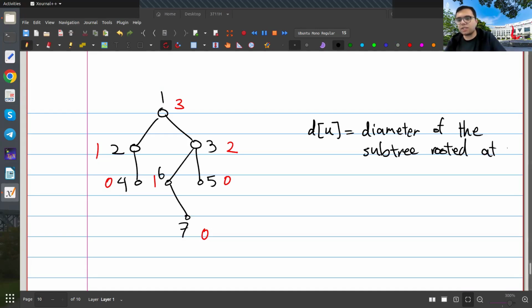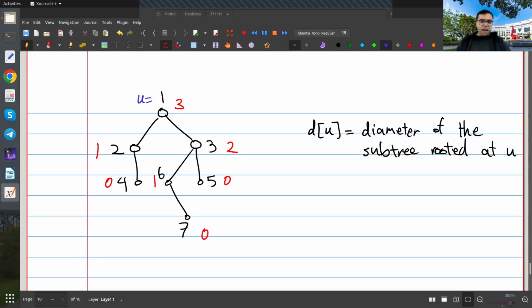So I'm going to take u and all of its descendants, and I'm going to say, suppose I only have these vertices. What is the diameter here? Now, for example, let's say my vertex u is 1. I want to see what is the diameter of everything in this tree. I have 2 vertices that have the maximum distance among them, right?